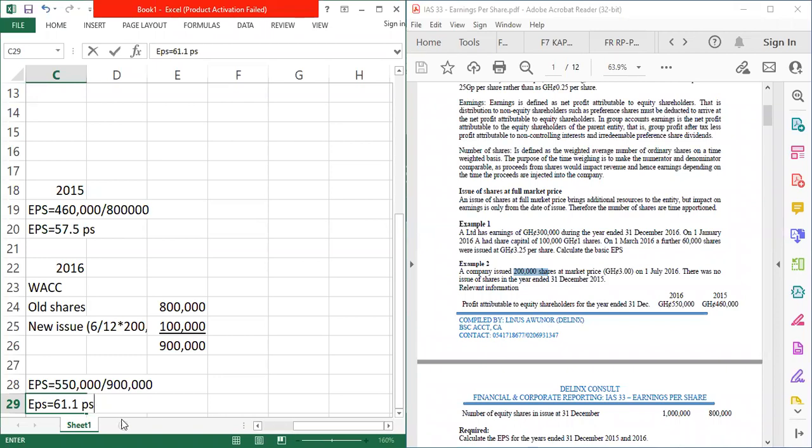So that is it. If you like, you can also use the first method that we used, where the old shares will do 6 months before the new issue. So this will do only 6 months, 6 over 12 times.